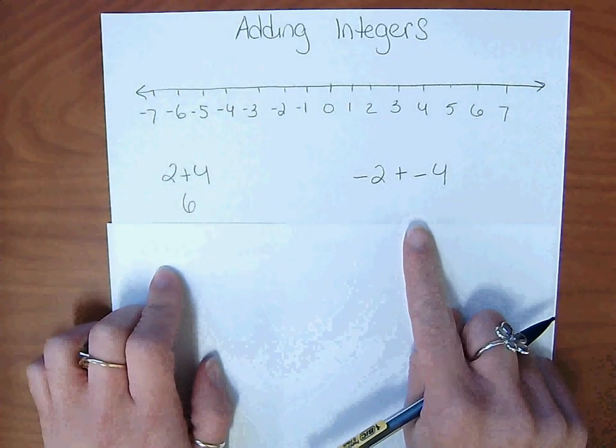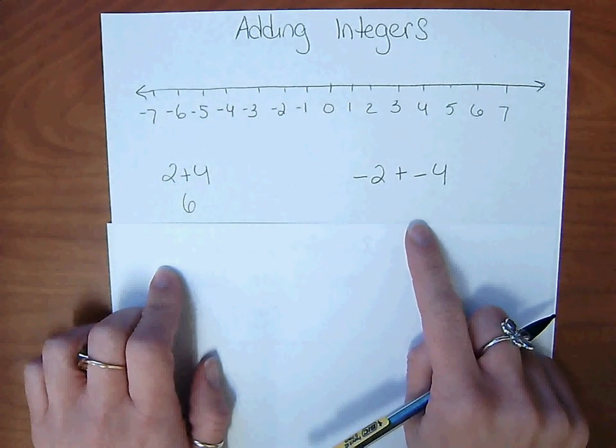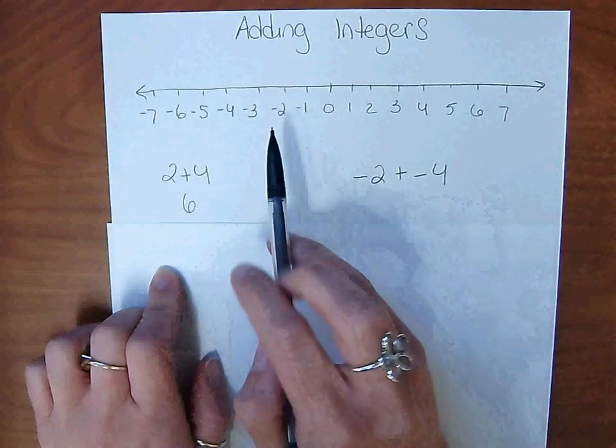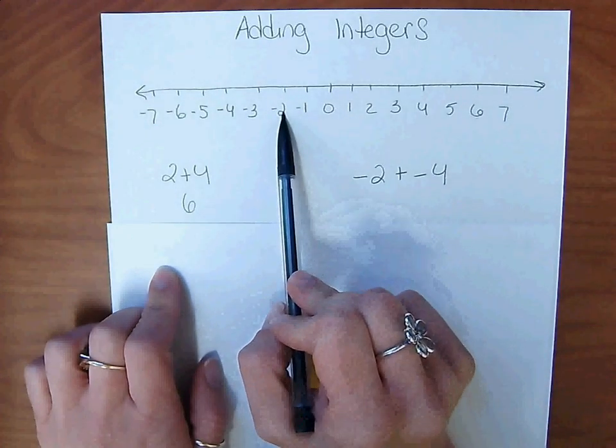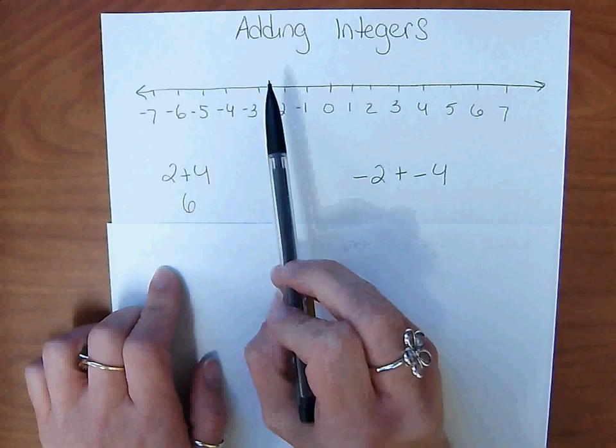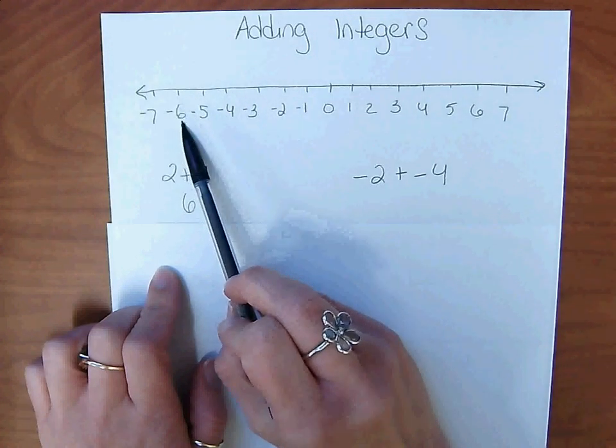Now if I have negative 2 and I want to add a negative 4, I'm going to start at negative 2 and this time travel 4 to the left. 1, 2, 3, 4. Negative 6.